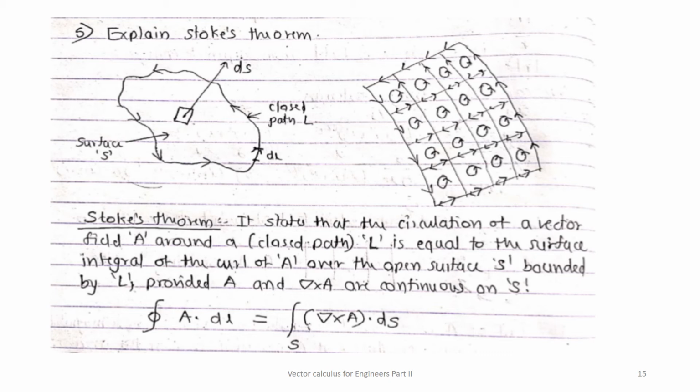So here two diagrams are shown. There is a closed path L, and because of the closed path there is a surface S. ds is a small infinitesimal area, and the normal to the small infinitesimal area is shown here, that is a vector. Then there is a small infinitesimal length, that is dl. So we'll solve this using Stokes theorem.